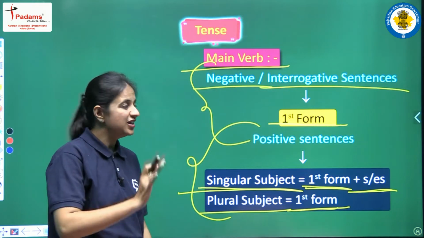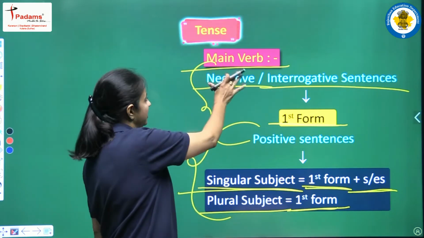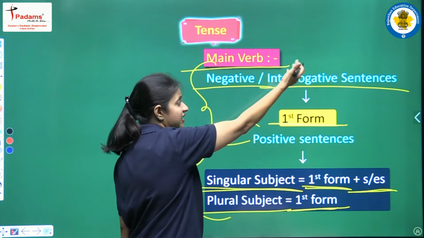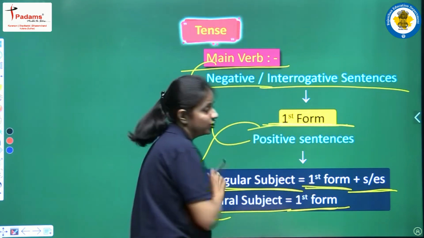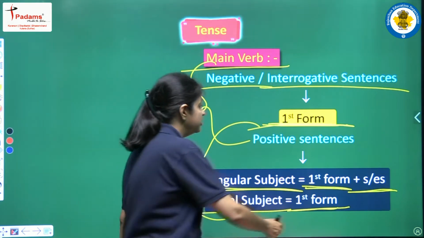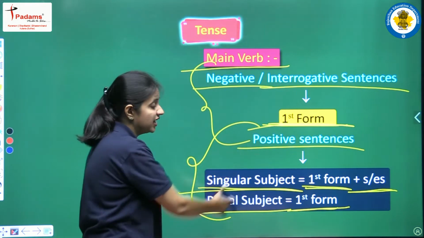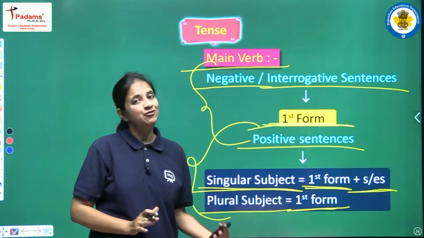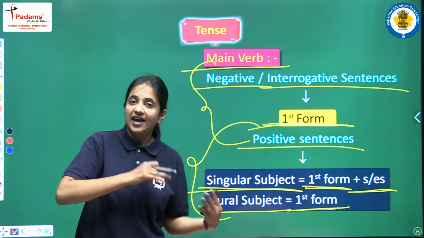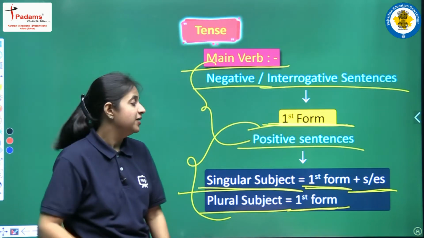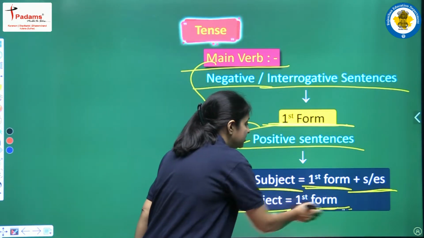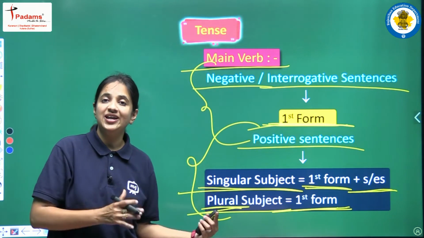Let's discuss one more time. According to the rule, for the main verb of our present simple tense, if our sentence is negative or interrogative, then we will use only the first form, no addition to the first form, just simple first form. But if our sentence is a positive sentence, then in that condition we have to look at the subject, and according to the subject we will use our main verb. If the subject is singular, then we have to add s or es to the main verb, and if our subject is plural, then we won't add anything, and we just write the first form of the given main verb.